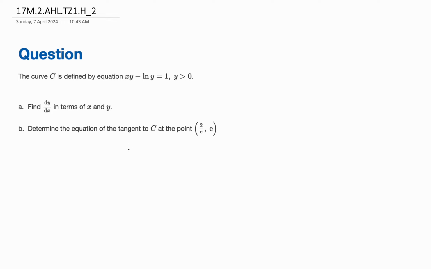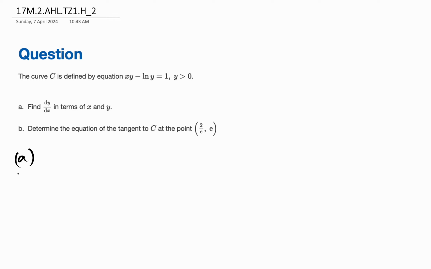Let's get started. The curve C is defined by the equation xy minus ln y is equal to 1, where y is greater than 0. Find dy by dx in terms of x and y. Determine the equation of the tangent to C at the point 2 by e, comma e. So these are our two parts, A and B. So let's get started.